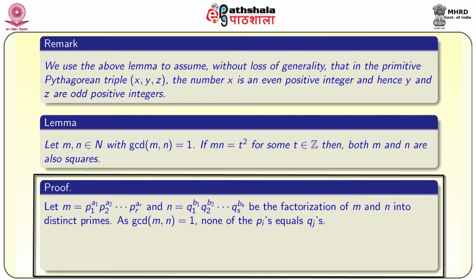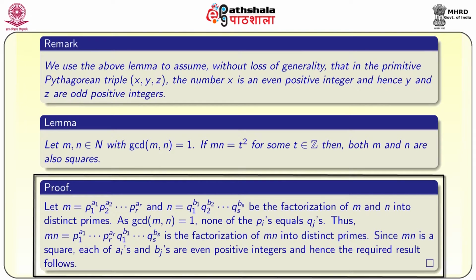So none of the p_i's are equal to the q_j's. So m times n is equal to p1 power a1 and so on, pr power ar, q1 power b1 and so on, qs power bs, which is the factorization of mn into distinct primes. Since mn is a square, each a_i and b_j is an even positive integer, hence m and n are also squares. This we are going to use now to find all primitive Pythagorean triples.